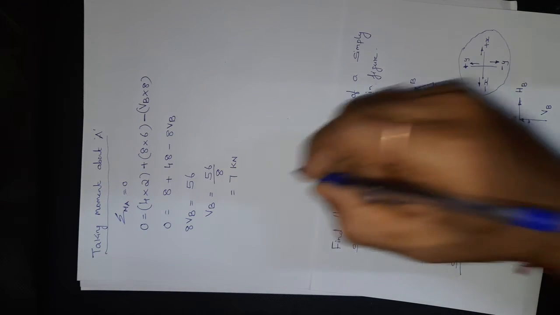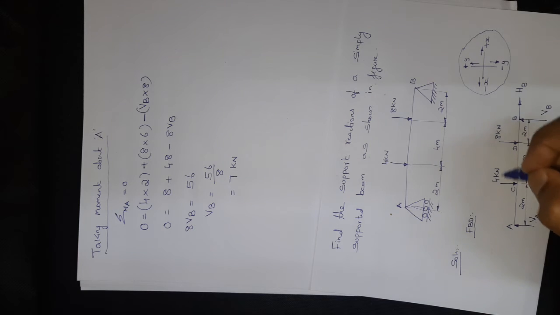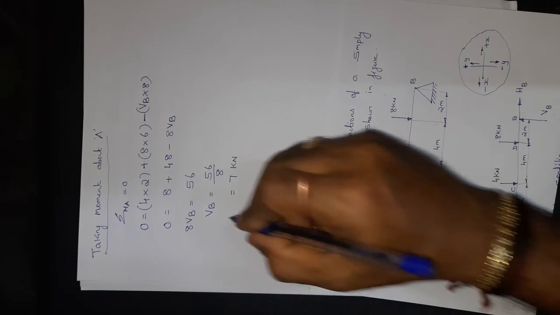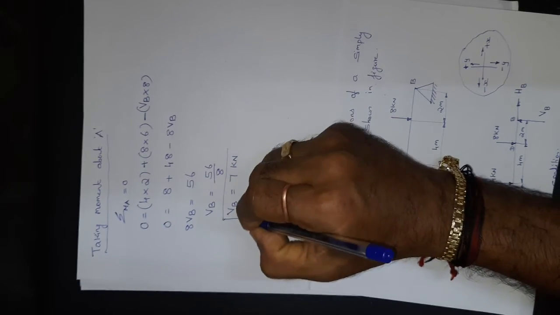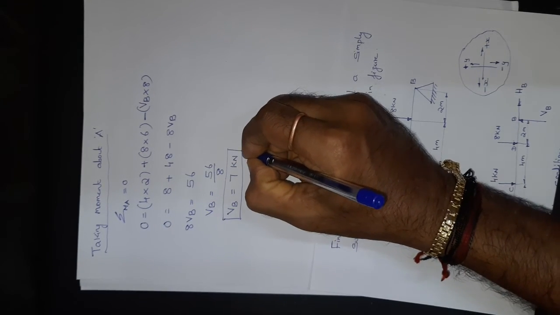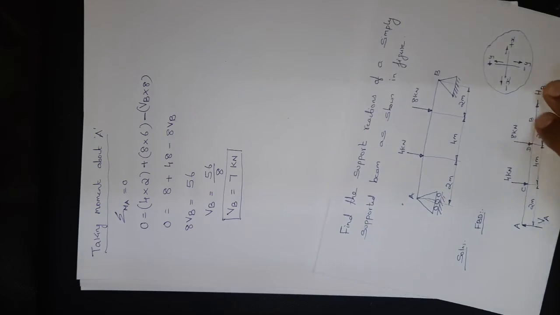The unit which is mentioned for the point load is kilonewton. Therefore the unit of reaction will also be in kilonewton. So VB equal to 7 kilonewton, isn't it? Right.